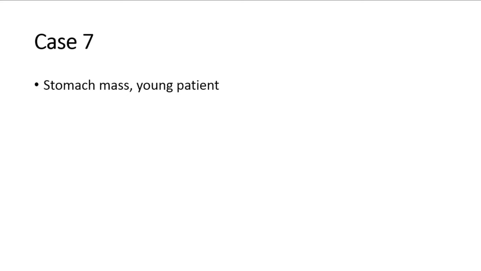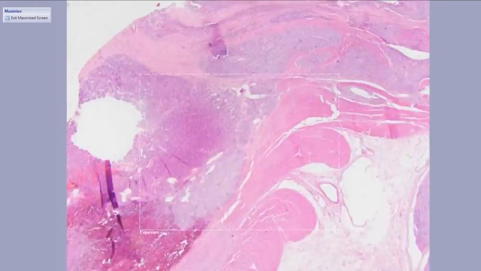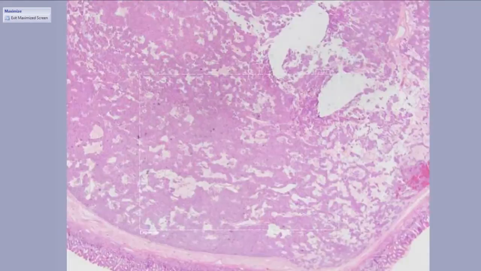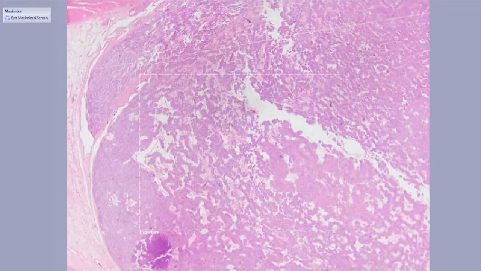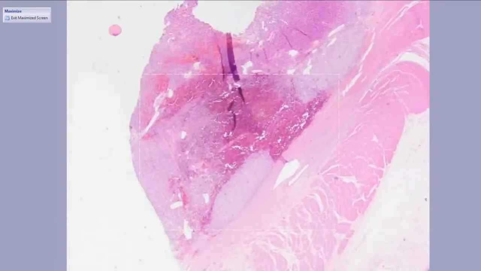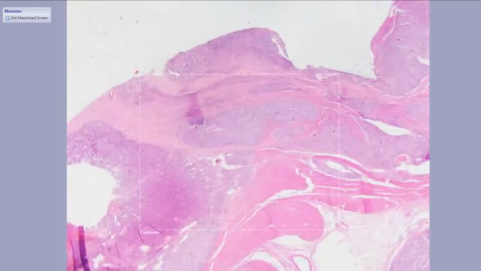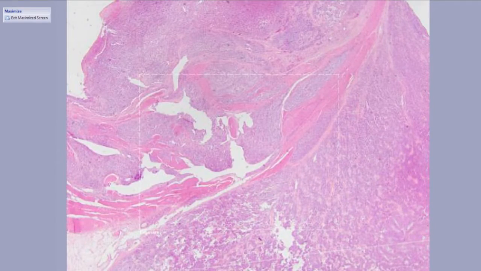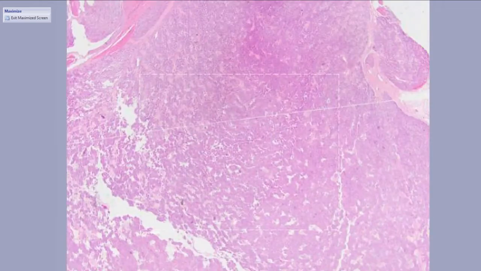Here is another stomach mass in a younger patient, let's say 20, 25. That counts as young for me these days at least. And at low power, you can see that this is predominantly this one nodule here, but there's also areas where it's kind of multinodular, a bit maybe more plexiform, fusiform out here. Not one nice discrete round mass the way those last two GISTs were.